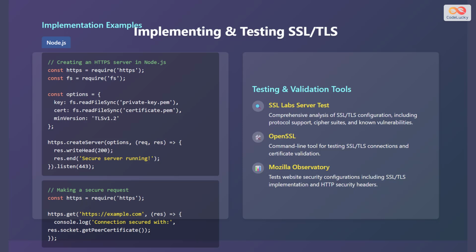You can also make a secure request using Node.js. Using the https.get method, you can specify the HTTPS address and then check the connection details, such as the peer certificate. Some testing and validation tools include SSL Labs Server Test, which provides a comprehensive analysis of SSL/TLS configuration, including protocol support, cipher suites, and known vulnerabilities.